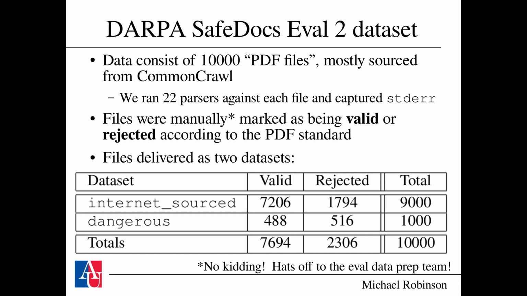Separate from us, every last one of these files was manually, and heroically I might add, marked as being either compliant or not, valid or rejected according to the PDF standard. They were given to us in 2 separate data sets, an internet-sourced and a dangerous data set, which is somewhat ominously named. The internet-sourced set had 9,000 files, the majority of which were valid PDF files, as in valid according to the evaluation team's manual marking. In the dangerous set, a slim majority were rejected. What does that mean for the valid but dangerous files? Well, probably you don't open them, I guess.